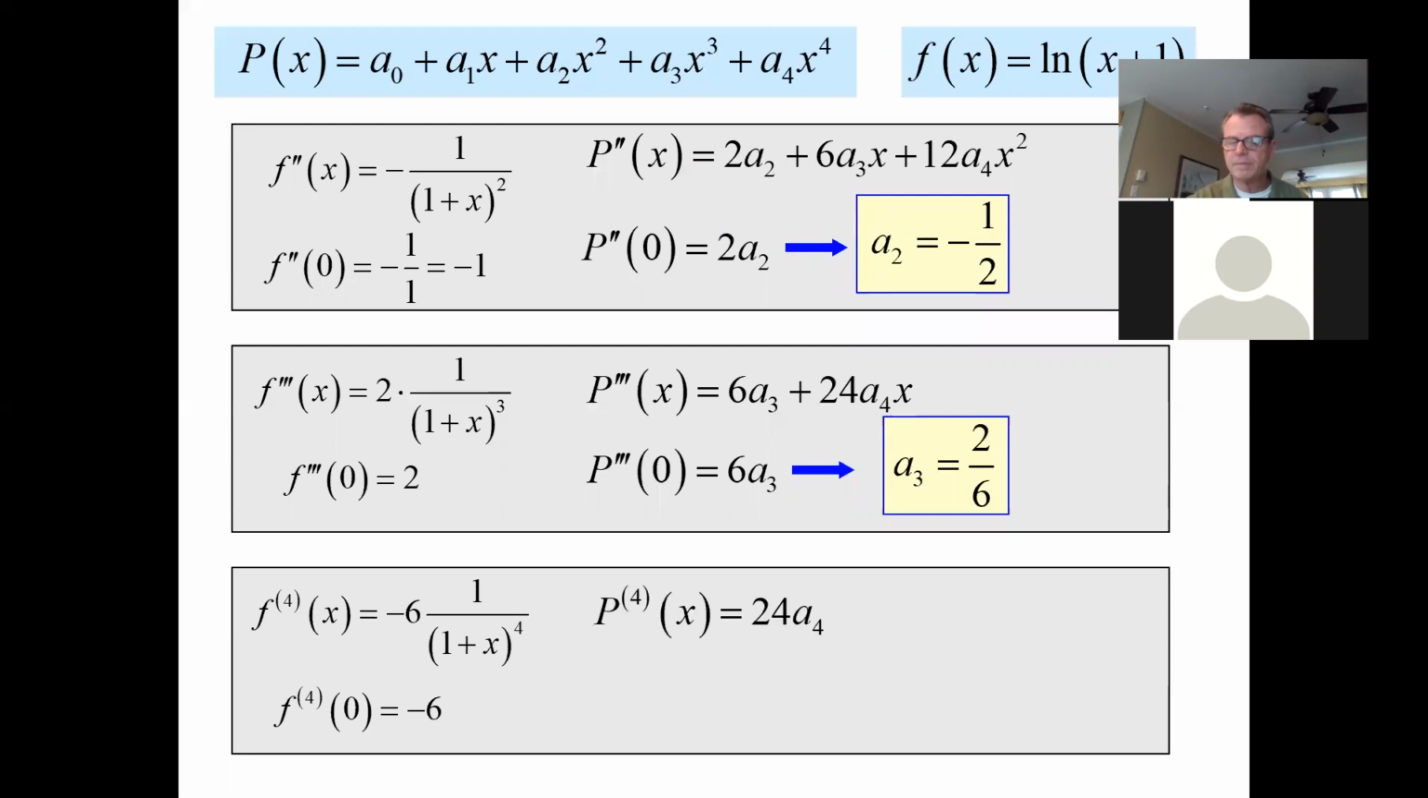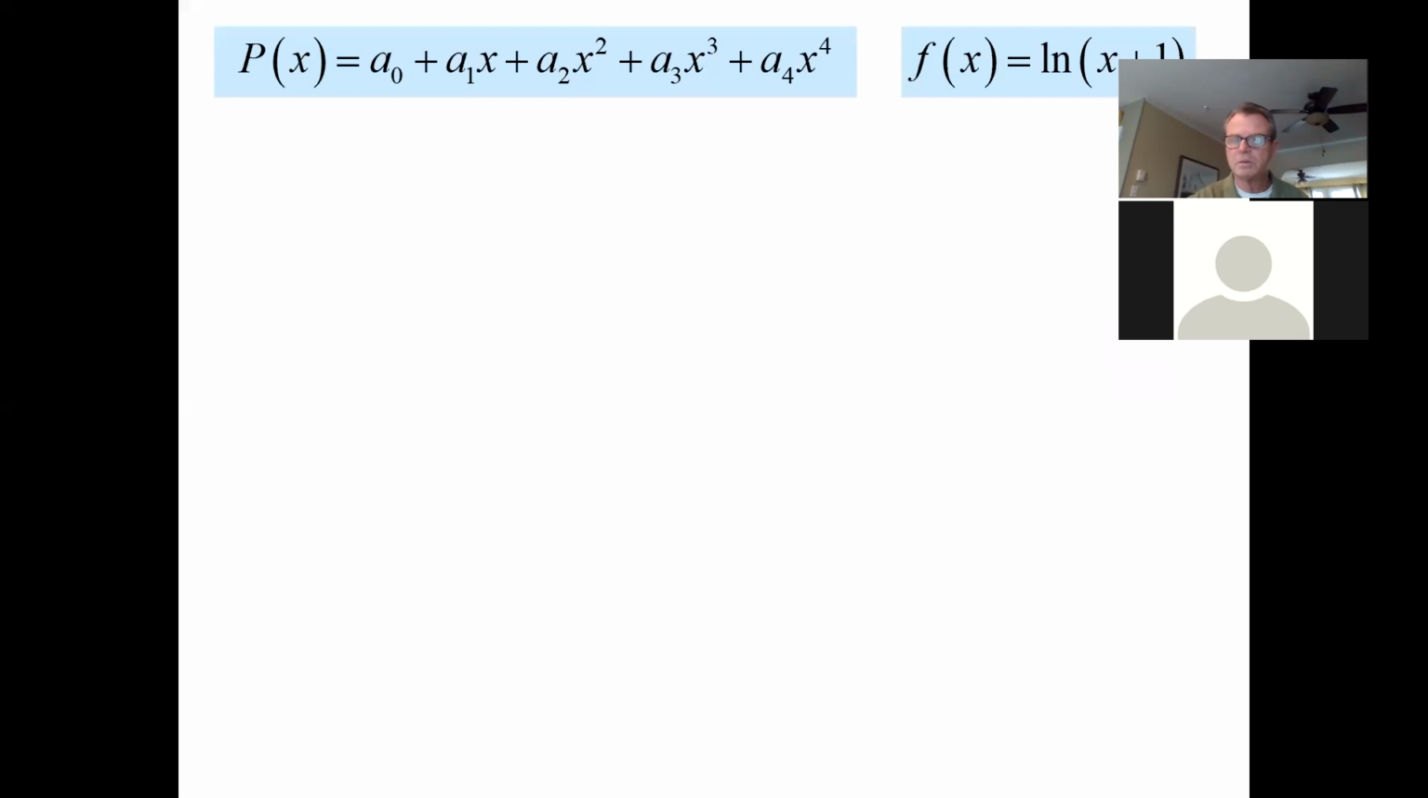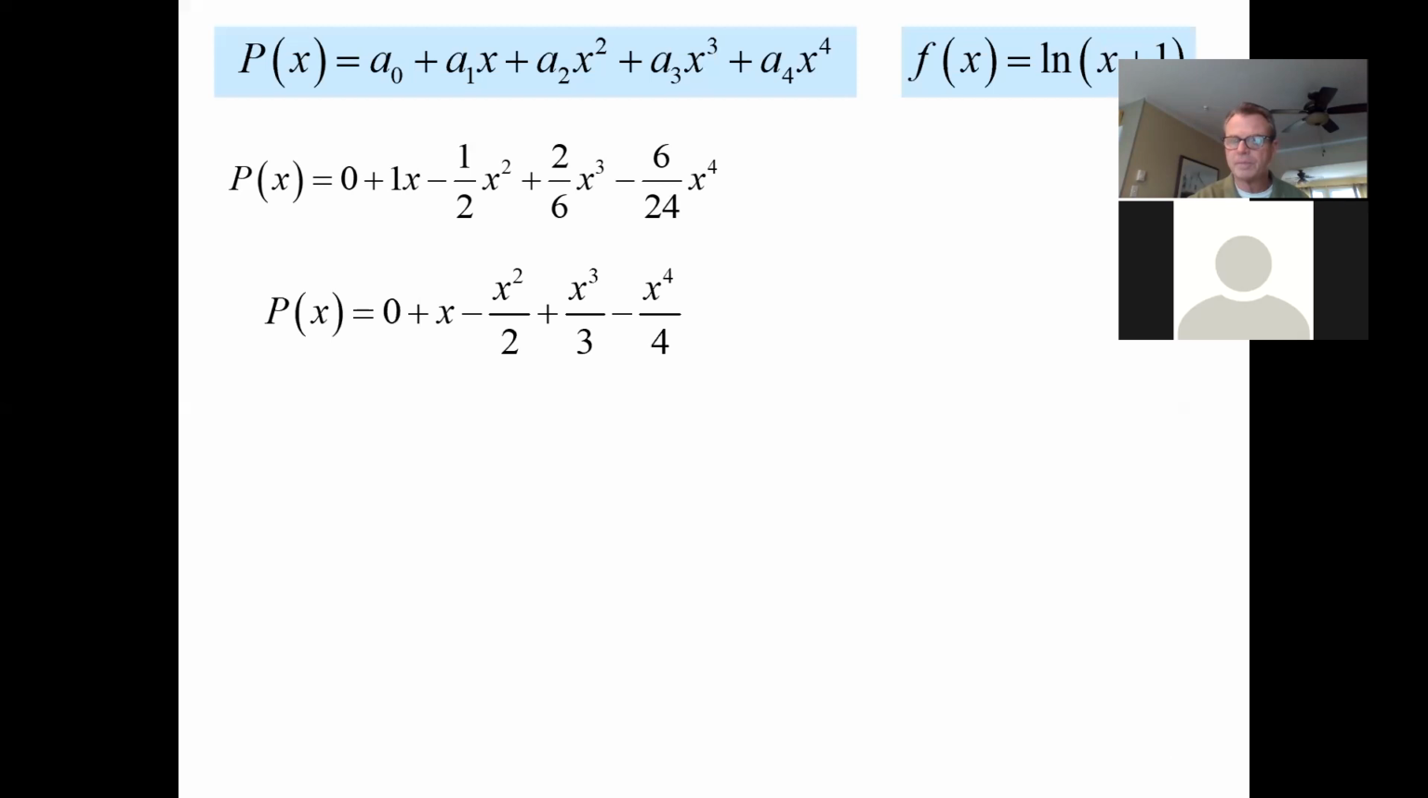Fourth derivative, 24 times that coefficient has to be negative 6, so it's negative 6/24. So here's your 4th degree polynomial to approximate ln(1 + x). And you're just reducing the fractions.